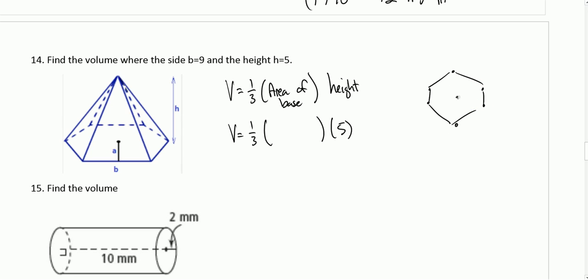And the apothem is given, oh no it's not, so find the volume with side length is b. Okay, so side length is 9. So each of those. So we're going to look at this right triangle here, because we can divvy this into 12 of these right triangles. In that right triangle, the base is going to be half a 9.